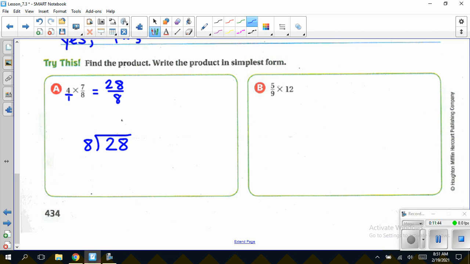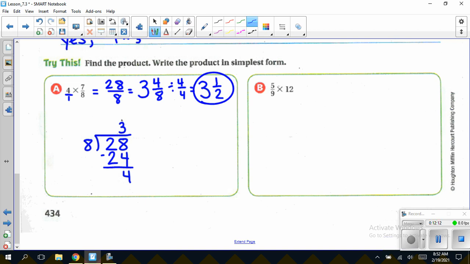8 does go into 28 3 times, which is 24. 28 minus 24 is 4. So I have 3 and 4/8. Now looking at this, I notice that this is still not in simplest form because 4 is half of 8. So if I divide them both by 4, I would have 3 and 1/2 as my final answer.